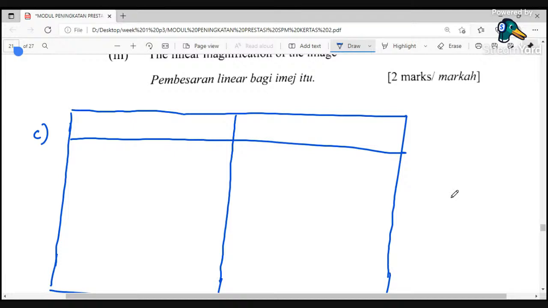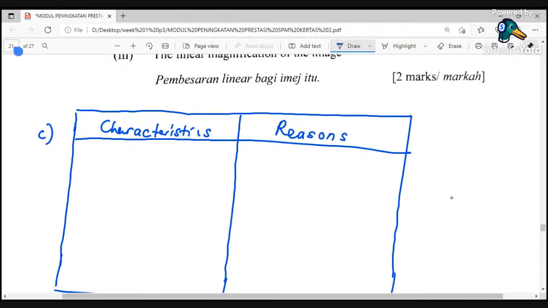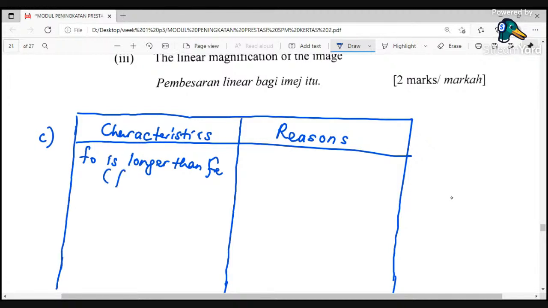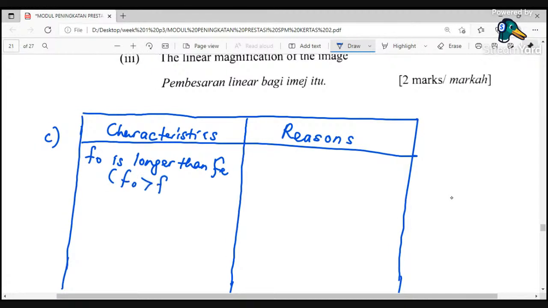So, characteristic, and then reason. The first characteristic is about the focal length of the objective. FO is longer than FE. Or it can be written like this: FO more than FE.